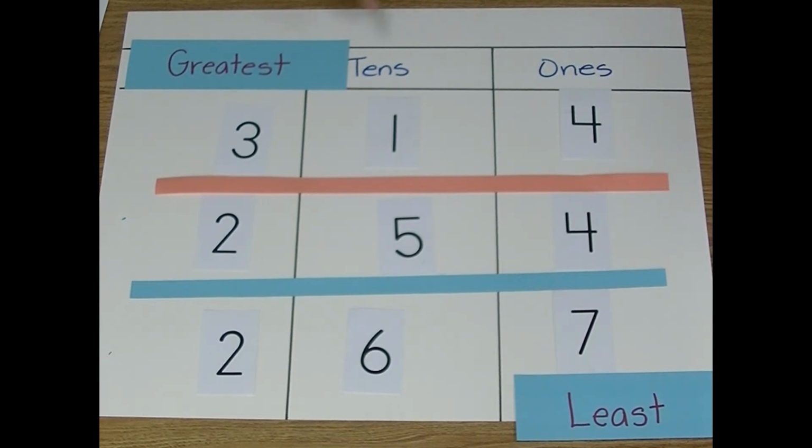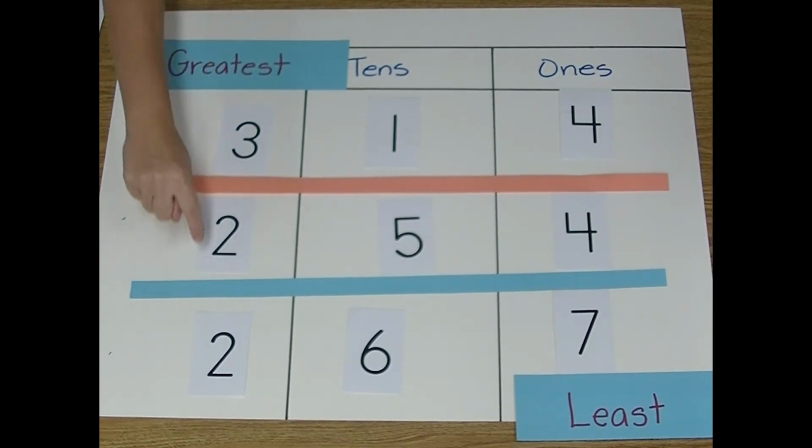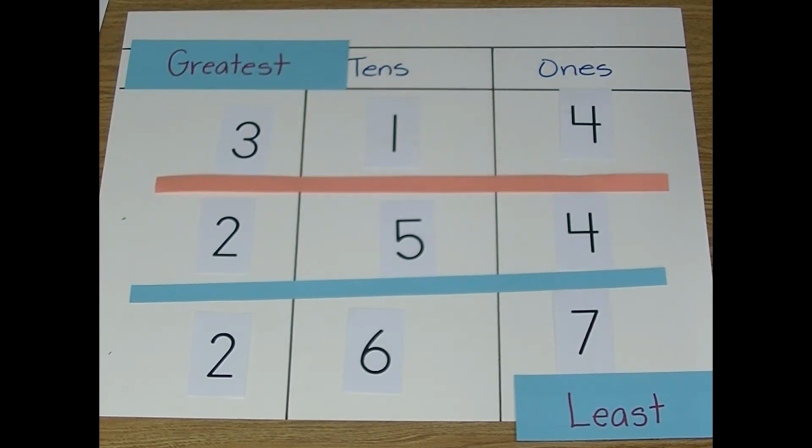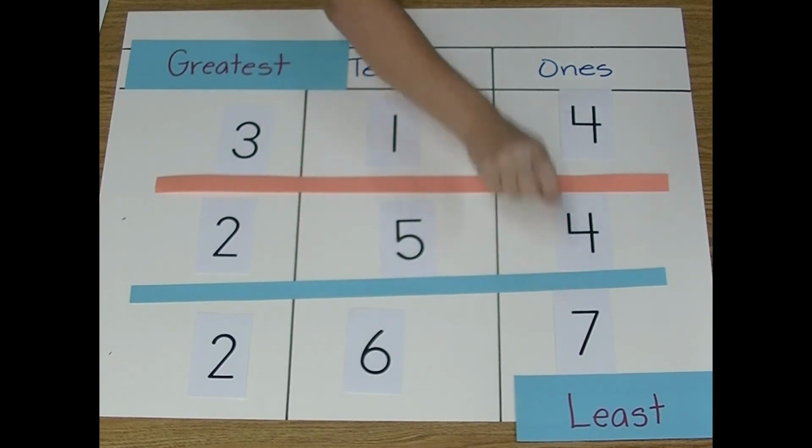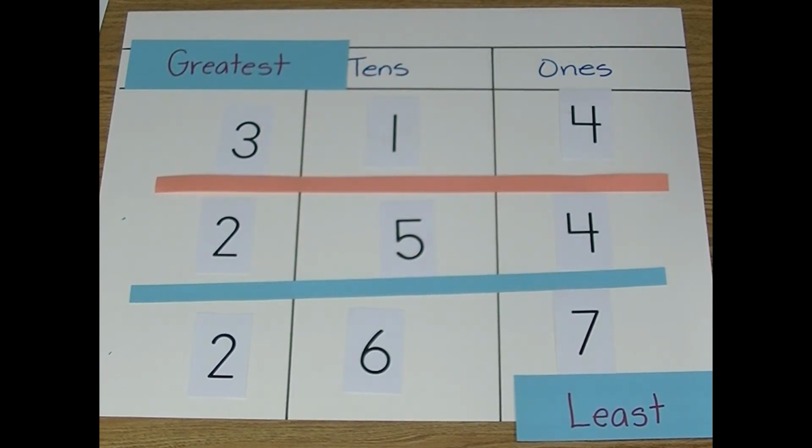Now let's look at our other 2 numbers. We have 254 and we have 267. Oh my goodness, when we look at the hundreds, what do you notice? They're the same. Turn to a neighbor and quickly tell them, when they are the same, what do we do next? I hope you said we move on to the tens. We move on to the tens.